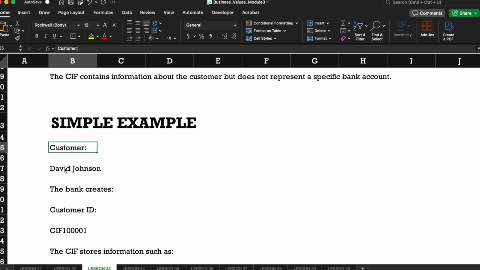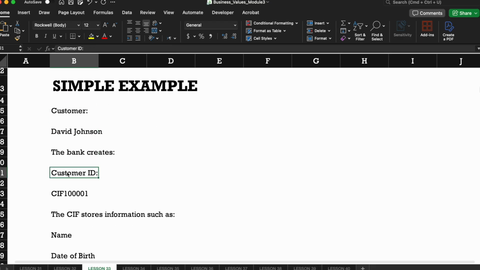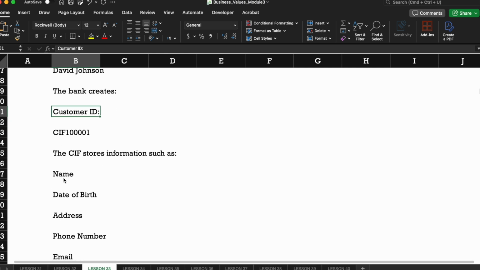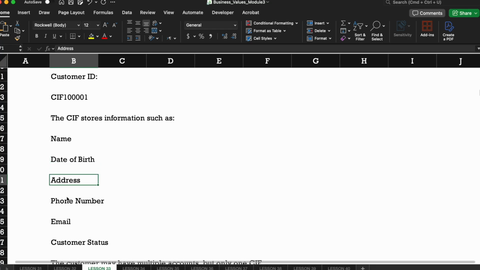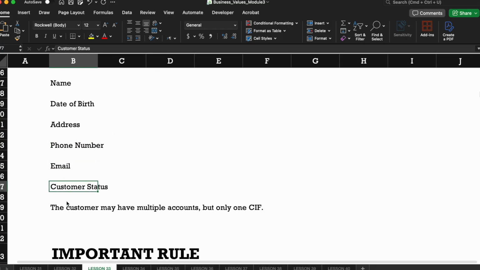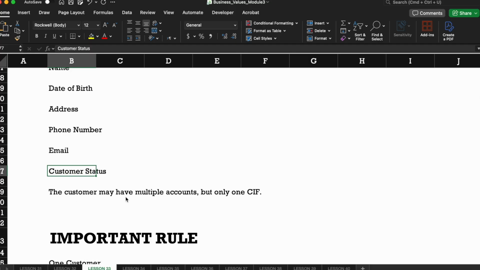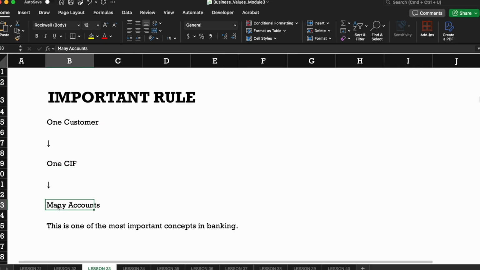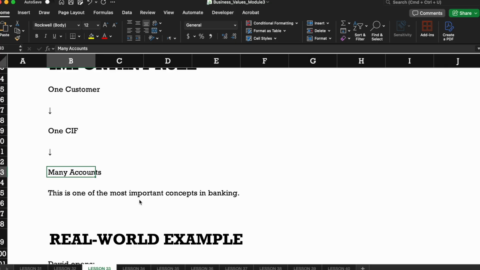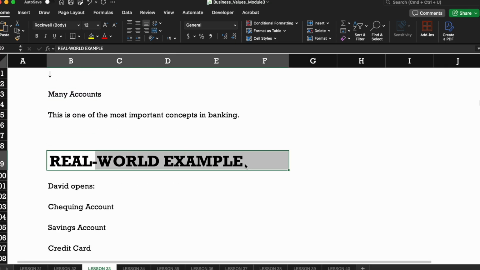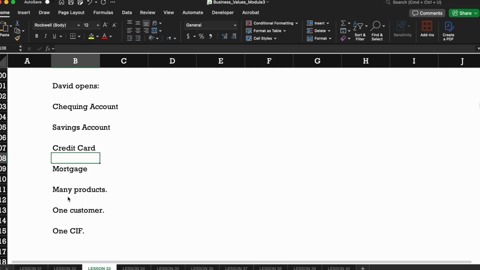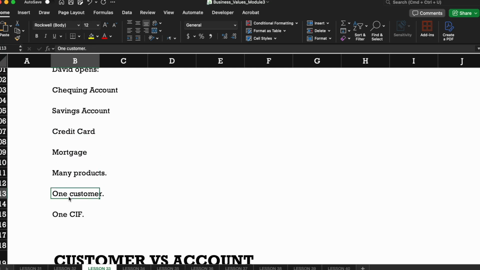Simple example: customer David Johnson. The bank creates customer ID CIF 10001. The CIF stores information such as name, date of birth, address, phone number, email, customer status. The customer may have multiple accounts but only one CIF. Okay. Important rule: one customer, one CIF, many accounts. This is one of the most important concepts in banking. Real world example: David opens a checking account, savings account, credit card, mortgage. Many products, one customer, one CIF.